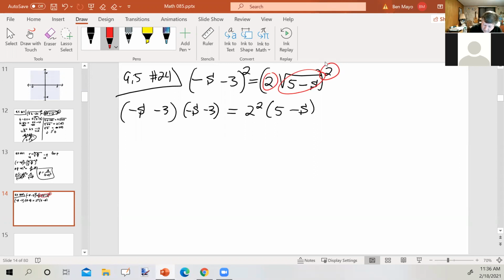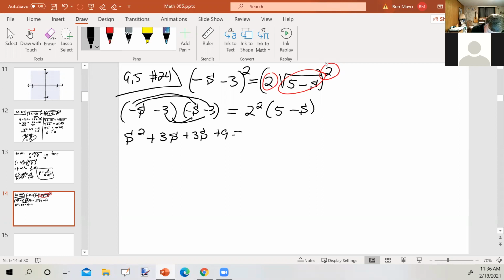Okay. Now, on the left side, continuing foiling, I get s squared plus 3s plus 3s plus 9 equals 4 times the quantity 5 minus s.